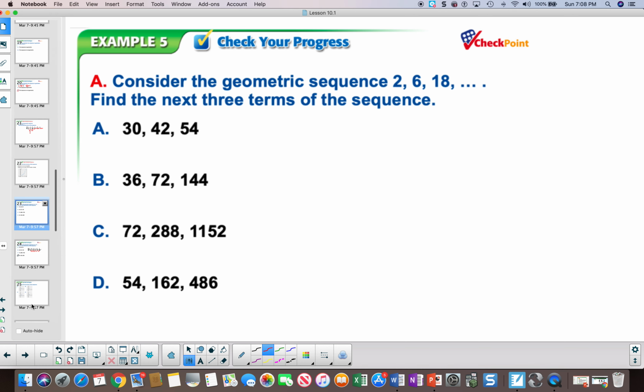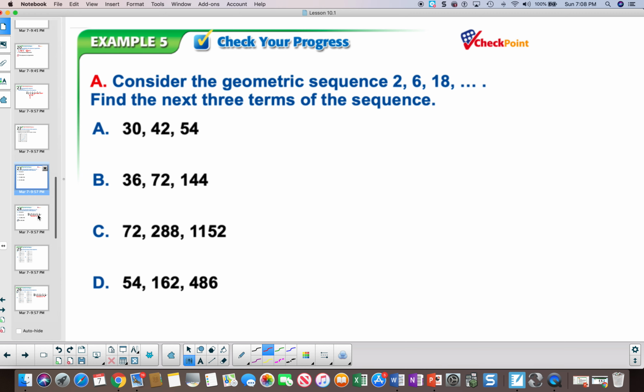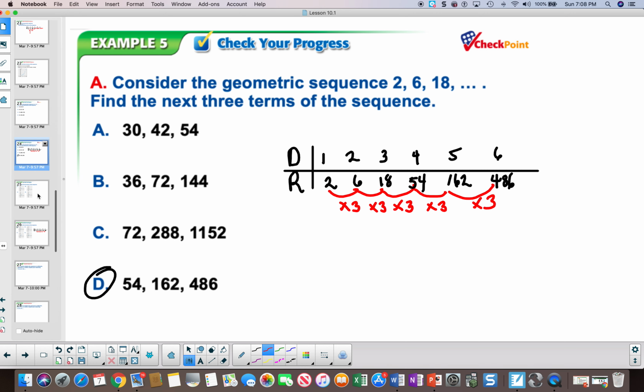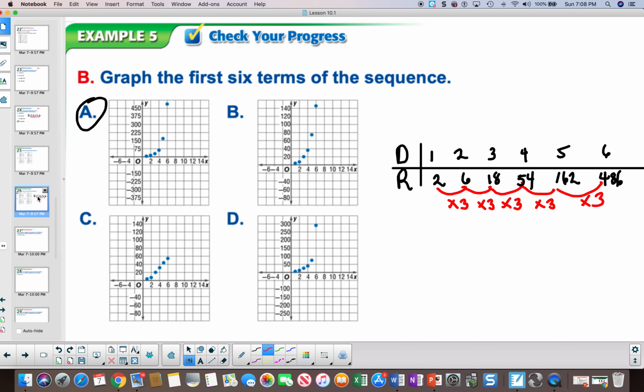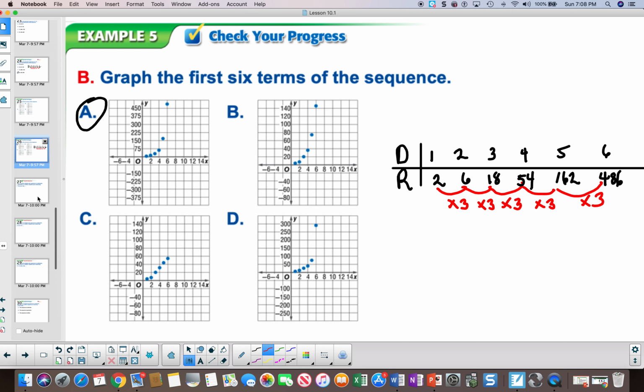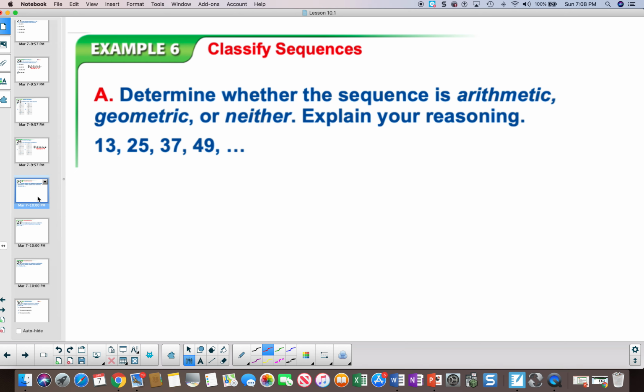Okay, pause and see if you can figure out the next 3 terms. And here are the answers. Pause to see if you can find the graph. And here's the answer. All right, let's take a look at a sequence and determine whether it's arithmetic, geometric, or neither.